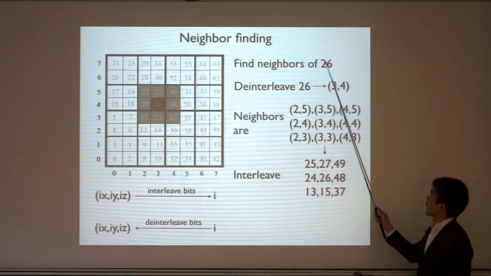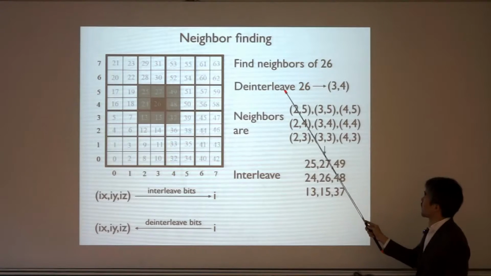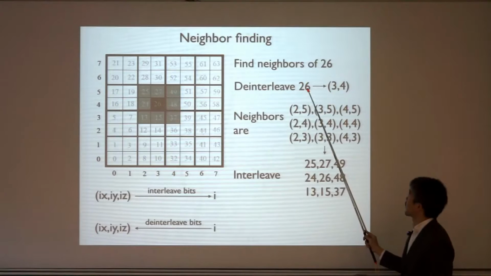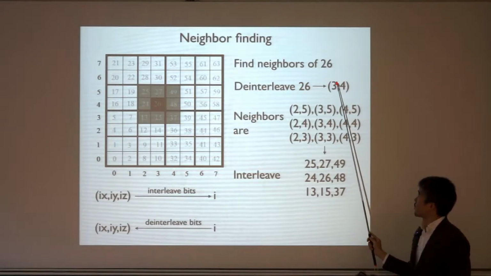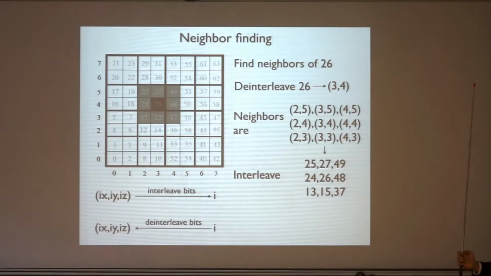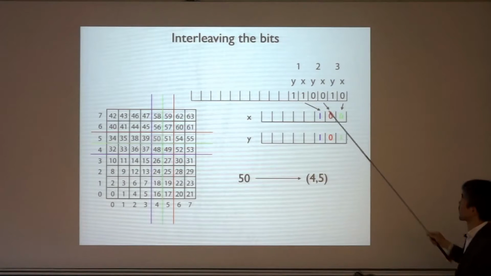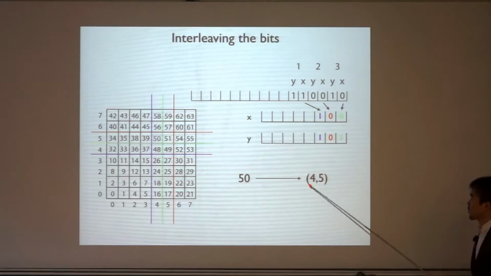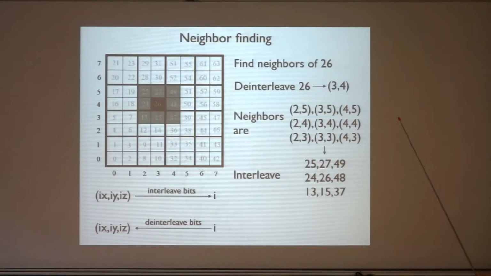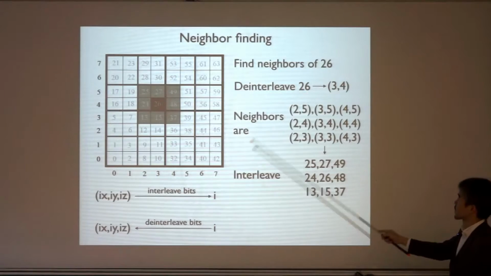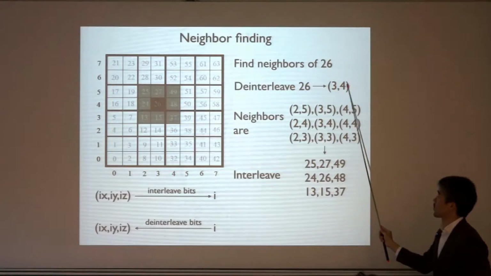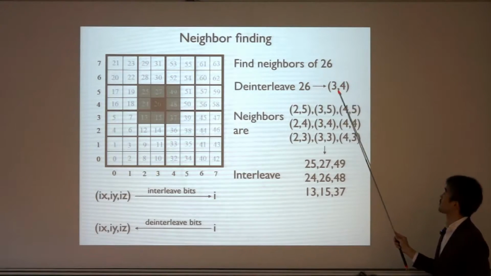First I have the number 26. I do this deinterleaving of the bits, 26 to 3 and 4, by doing this operation here. I just take each of the components out and turn them into these two numbers. And this will tell me that 26 is actually 3 and 4. I will get this number from, I just call a function that generates these two numbers.